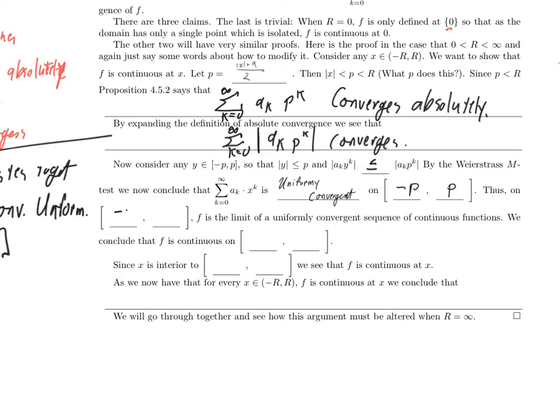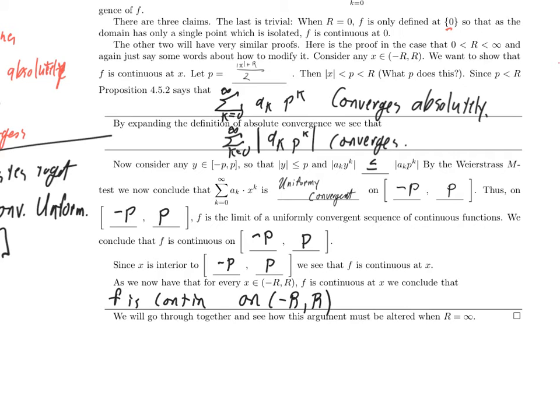Thus, on the interval from negative p to positive p, the function f, which remember is the power series, is the limit of a uniformly convergent sequence of continuous functions. But that means it's the uniform limit of a sequence of continuous functions. We can therefore conclude that f is continuous on the interval from negative p to positive p, but x is interior to the interval from negative p to positive p, so that means that f is continuous at x. So let's just summarize. We have now proven that for every x in the open interval from negative r to positive r, f is continuous at x. I can conclude that f is continuous on negative r to r.